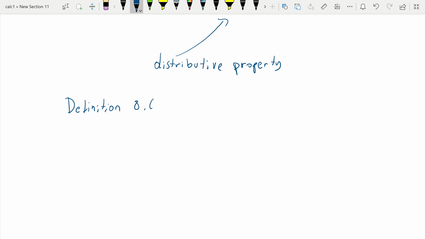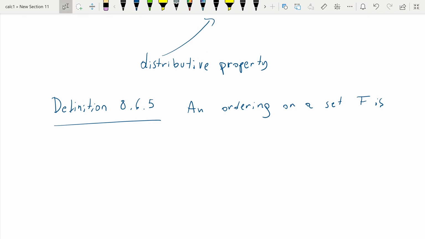This is 8.6.5. So an ordering on a set F, we're thinking about our field, it is a relation we're going to denote just like the usual less than or equal to sign, but keep in mind this need not correspond to the usual less than or equal to.